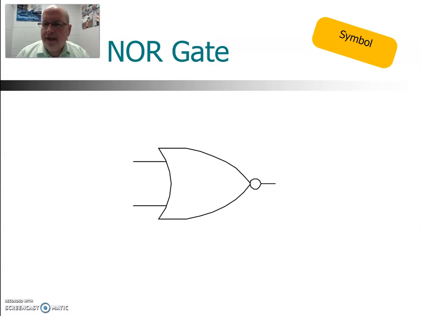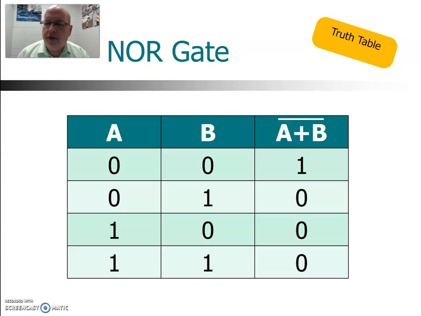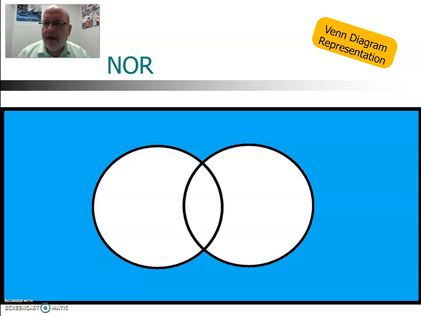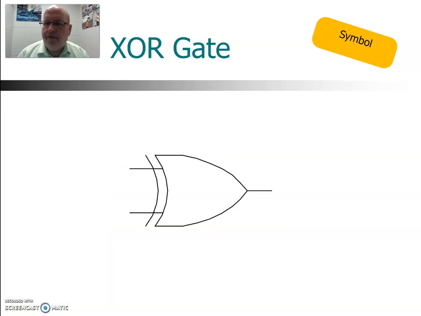NOR gate, same thing, same idea. We have an OR gate with an inverter on the output. Represent that with a circle. So our truth table would expect to be exactly the opposite, and that's what it is. We have a 1, 0, 0, 0. Only when both inputs are low do we get a high on the output for the NOR gate. And again, the OR function is addition, and then we put the overbar to indicate the not, the inversion. Here is the Venn diagram representation of NOR.